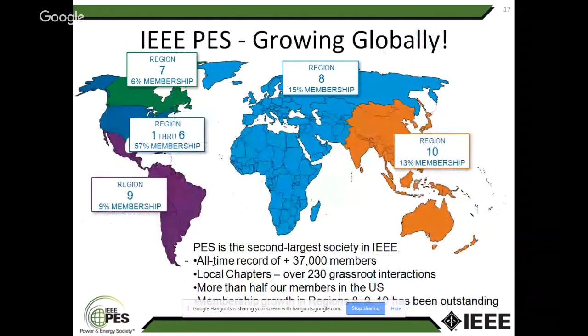You have 10 regions. I believe that you know this part, but it's only to give an overview for everyone. You have regions 1 to 6 in the US, region 7 in Canada, region 9 in Latin America, region 8 in Europe and Africa, and region 10 in Oceania, in Pacific and Asia.